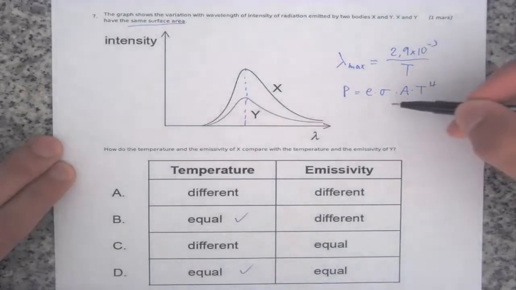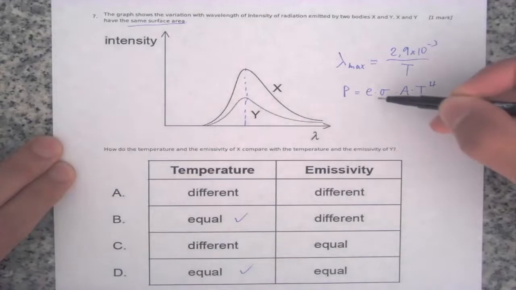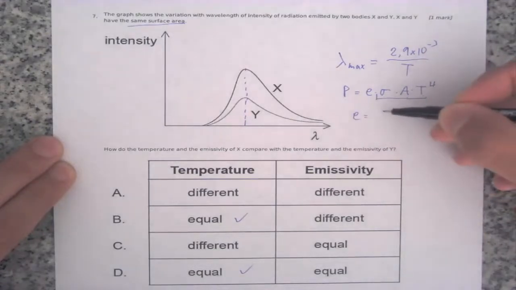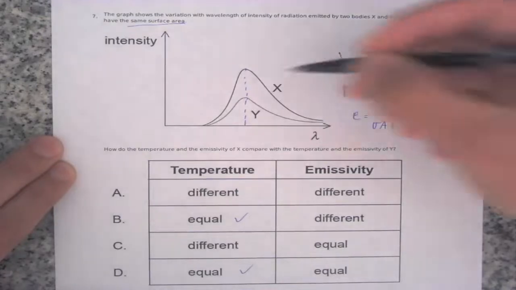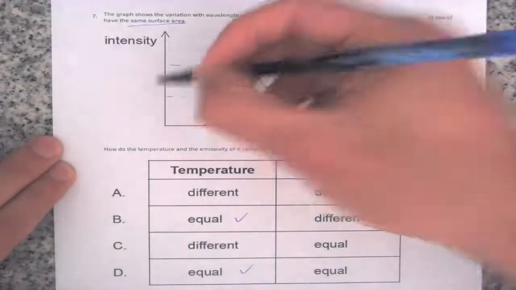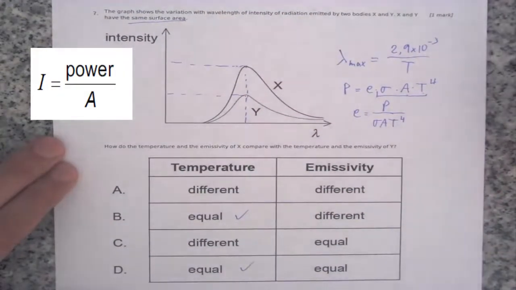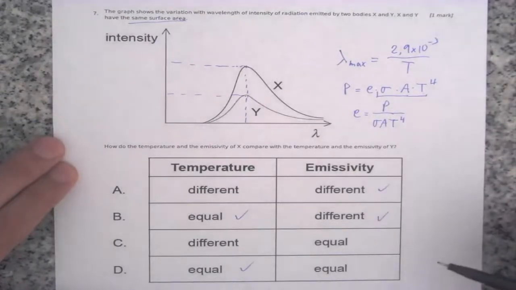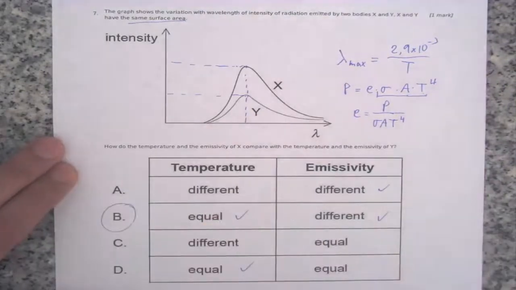Now for here, we have temperature the same, surface area the same. Stefan-Boltzmann is a constant, so I'm going to solve this for emissivity to see what's going on. So it's power over this constant. And now you see that X has bigger intensity, so bigger power, because the surface area is the same again, so the emissivity will be different from Y. So of course the correct answer here is B.